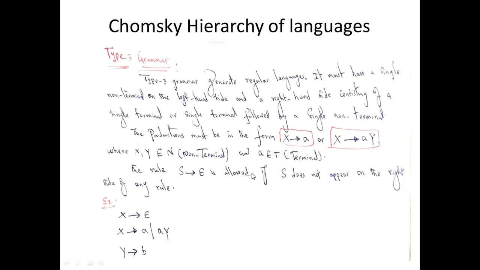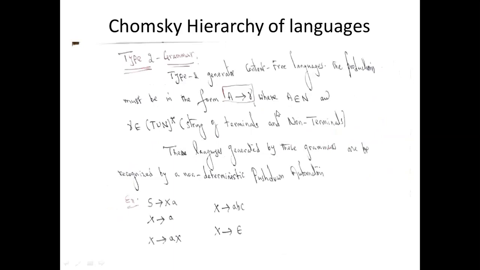Then all the production rules follow this syntax. X implies either small a, or X implies small a followed by capital Y. Capital Y implies small b, or we can write small b followed by capital Y. Like this we can write. So if any grammar rule follows this particular syntax, then that grammar is called regular grammar. Very simple grammar: one terminal or one terminal followed by one non-terminal should be at the right side part, and at the left side part one non-terminal symbol should be present. Then only we treat it as a meaningful production rule. So this grammar is called regular grammar.